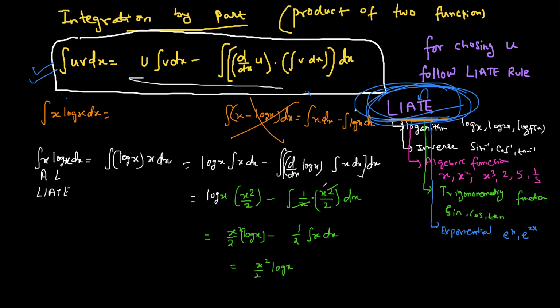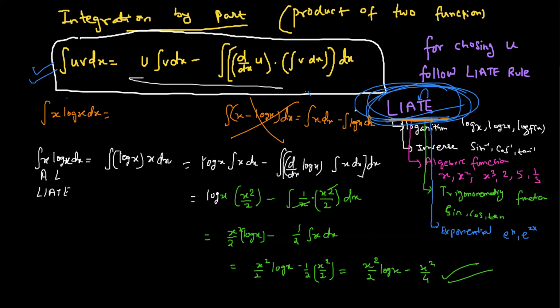One more time you have to integrate according to the formula. So integration of x is what? x square over 2. Finally you are getting x square over 2 log x minus x square over 4. This is your answer.